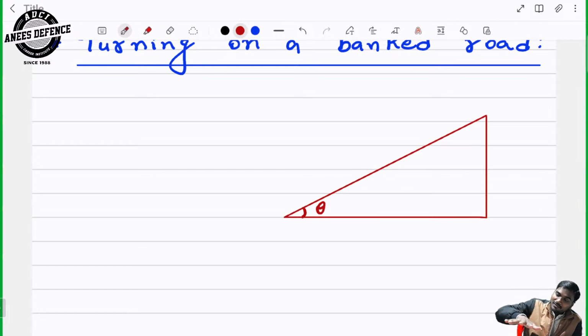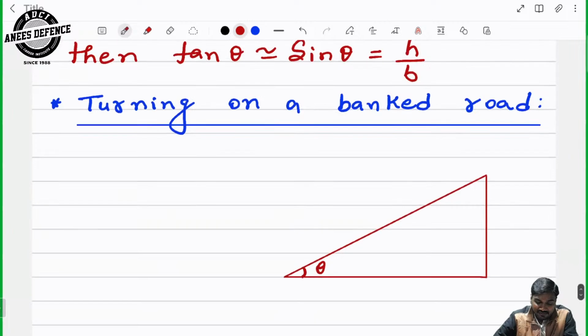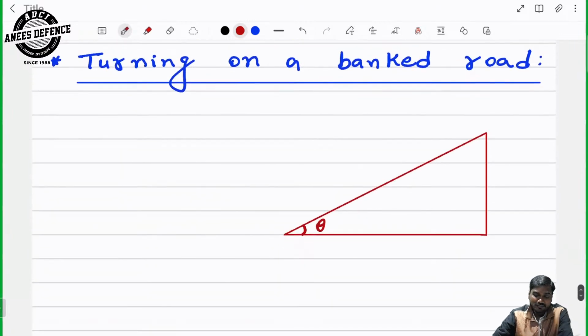But if the road is banked and you are taking the turn, in that situation the outward force will be balanced, and the vehicle can safely move on a circular track. Yes or no? So the situation is turning on a banked road.